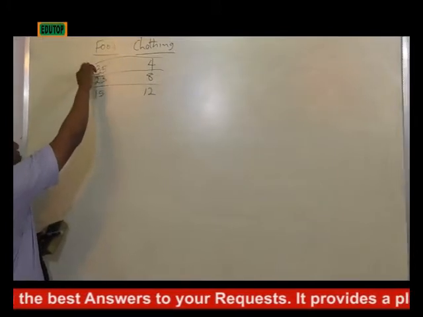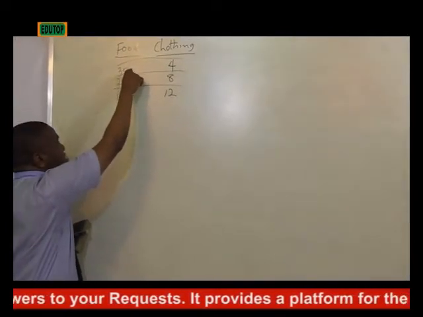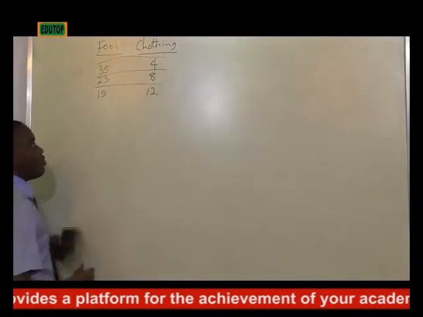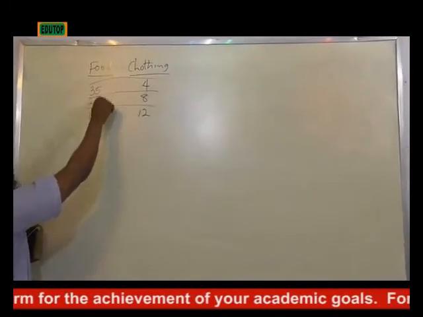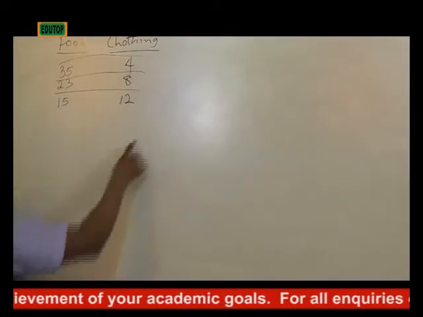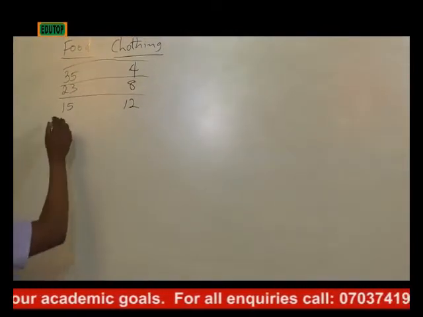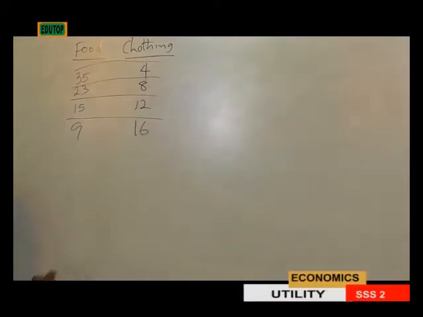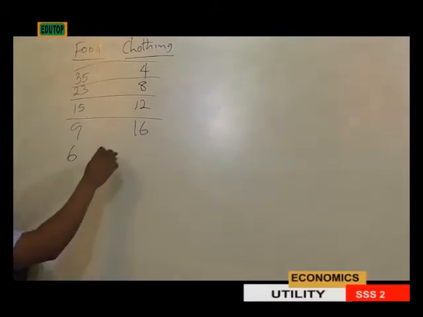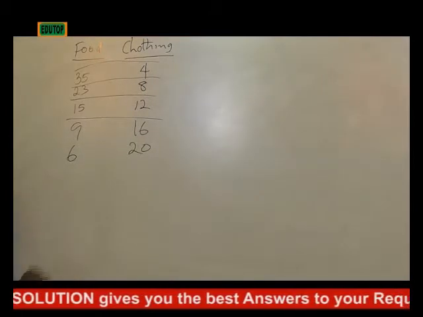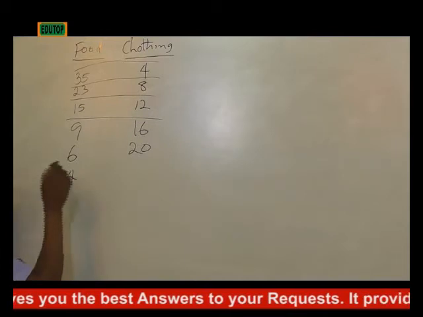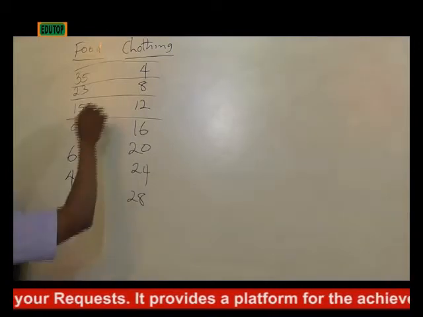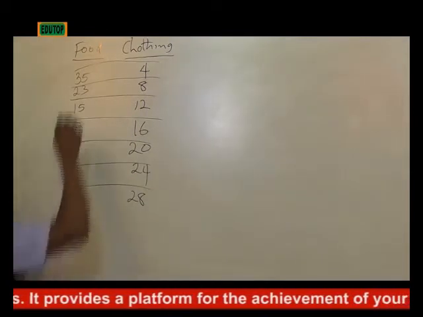Therefore, the money he sacrifices to buy 23 instead of 35 is the one he is using to buy the extra units of clothes. That is why, as the quantity of food is reducing, the quantity of clothes is increasing. Also, it can continue like that, like we have something like 9 quantity of food and 16 quantity of clothes. We can also have 6 and we have 20. Discover that it keeps increasing. Then it can continue like that. We have 4 and we have 24. And we have 3 and we have 28. Let's stop here so that we can use this one as a sample.